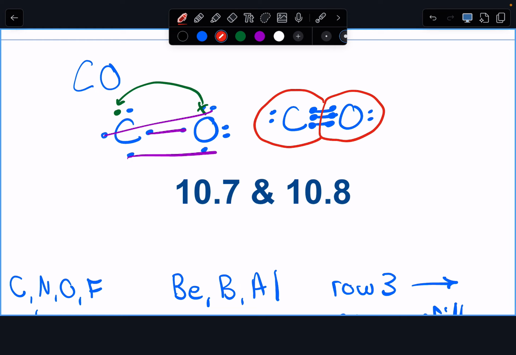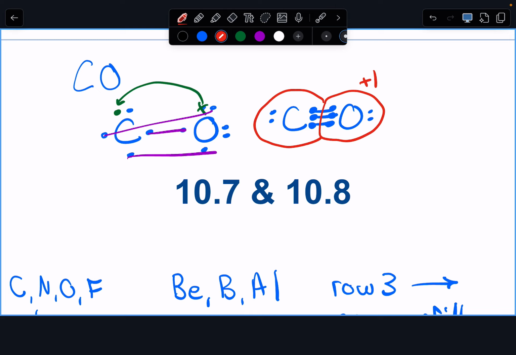Okay? So when I look at that, I see that there's 5 electrons right around that oxygen, but there used to be 6. And that is another way I can figure out that an electron got moved away from the oxygen.